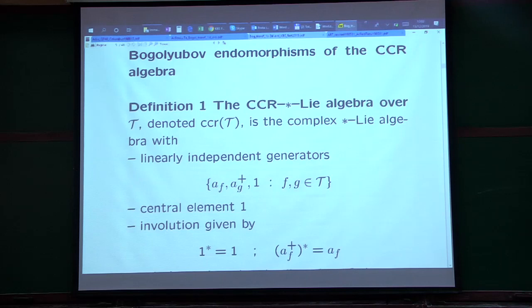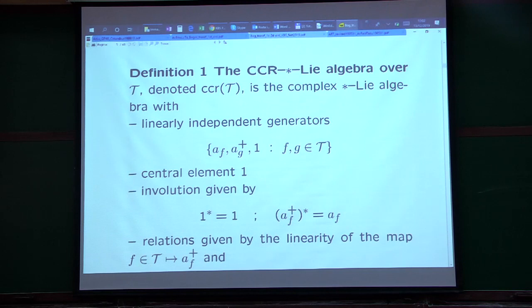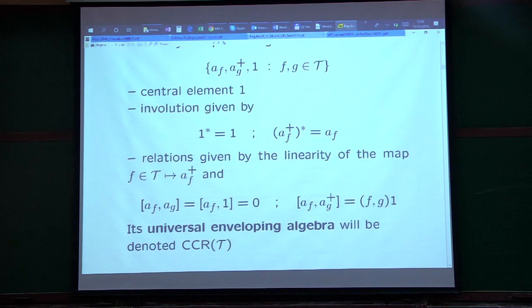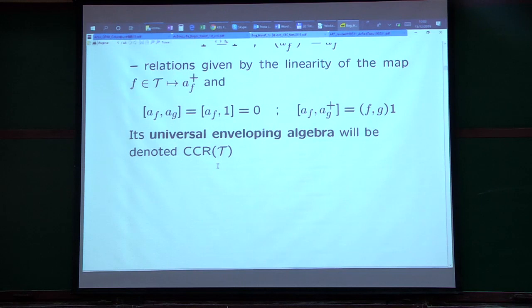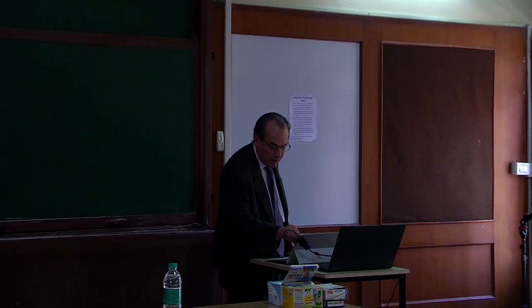Now we define the Bogoliubov transformation. First we define the CCR Lie algebra, which is the standard boson CCR algebra with the test function space, this algebra tau, and standard boson commutation relations. So the universal enveloping algebra will be denoted also CCR, but with capital C, capital C, capital R. And it is an associative star algebra.